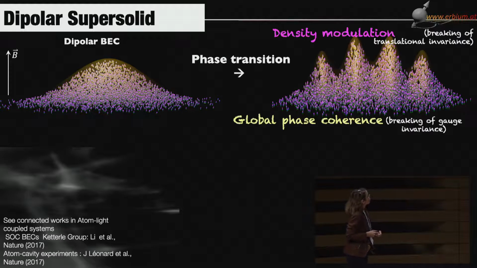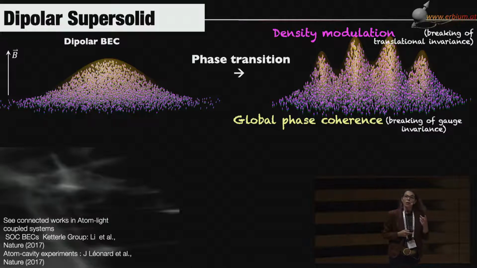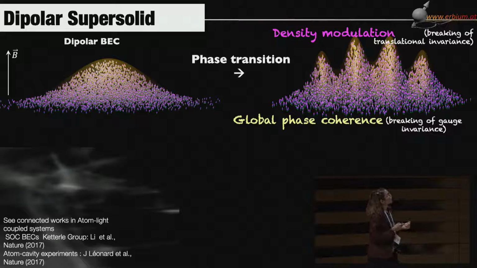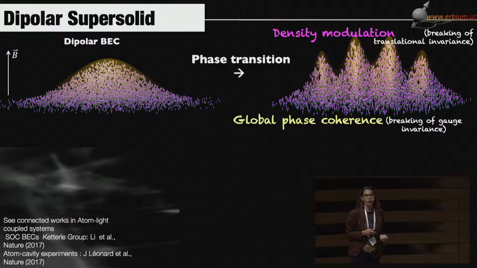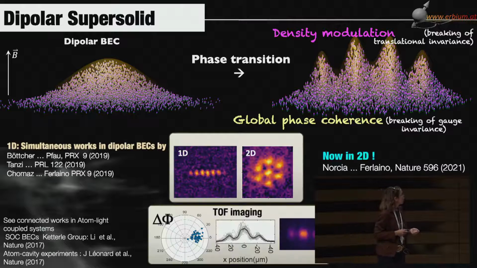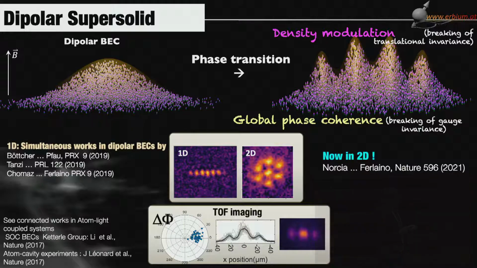And so what you can see for dipolar quantum gases is that there is a phase transition, and the system has now broken two symmetries. One is the global phase coherence, so there is phase locking, and the other one is the density modulation. The system spontaneously creates this type of regular modulation. This system was observed in dipolar quantum gases by the group of Tilman Pfau in Stuttgart, Giovanni Modugno in Pisa, and my group in Innsbruck.